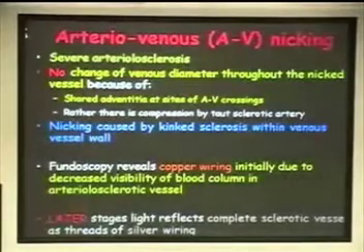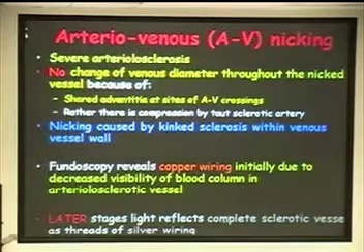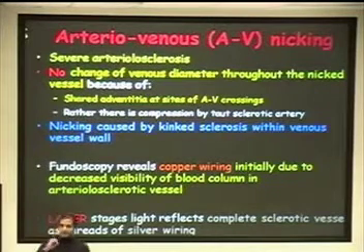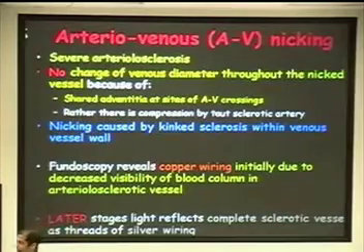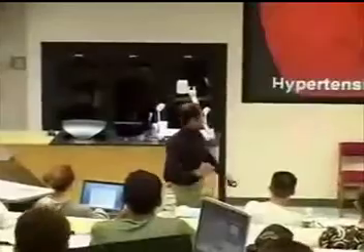This is basically in words what I just said. So if you see copper wiring or orange wiring, what's going on? Hypertensive arteriosclerosis, thinning, the column of blood is becoming thinner. When it gets to a point where there's no blood traveling through it at all, because the thickness has completely occluded it, it is a silver wire. AV nicking is what this is looking at.